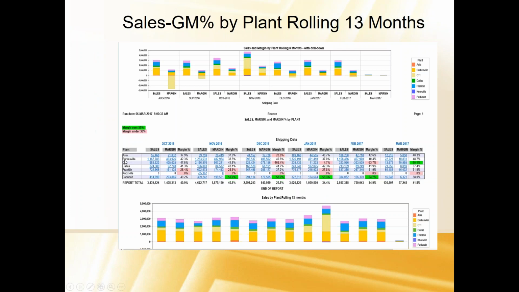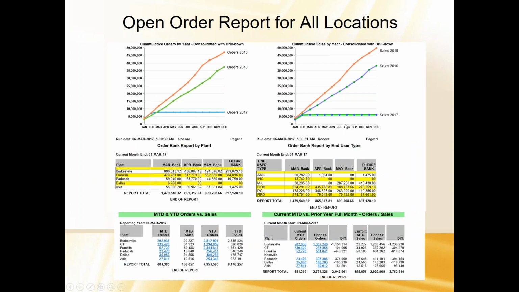And then here are some of the dashboards they distribute every morning at 6 o'clock. Here's one showing sales gross margin by plant for a rolling 13-month period. And you'll notice that there's a bunch of blue underscores. Anytime a user wants, they can click on a blue underscore to drill down to see sales or margin for that particular site. Drill down by customer. I'll show you some more examples.